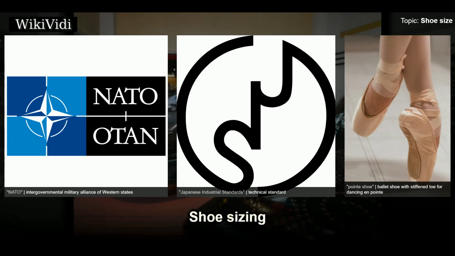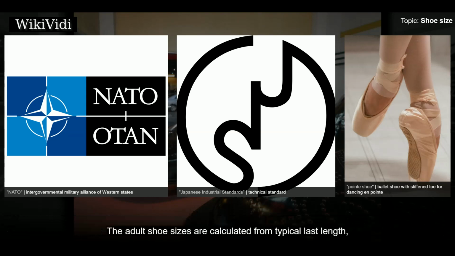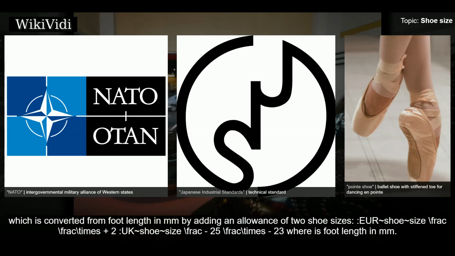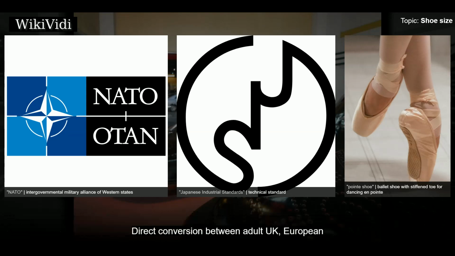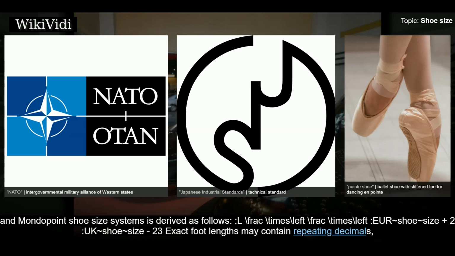Shoe sizing. The adult shoe sizes are calculated from typical last length, which is converted from foot length and by adding an allowance of 2 shoe sizes. Shoe size formulas for UK shoe size follow, whereas foot length in direct conversion between adult UK, European, and Mondopoint shoe size systems is derived as follows: L, times, EU shoe size 2, UK shoe size 23.